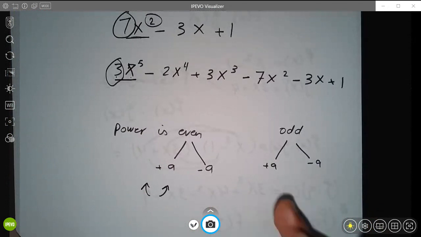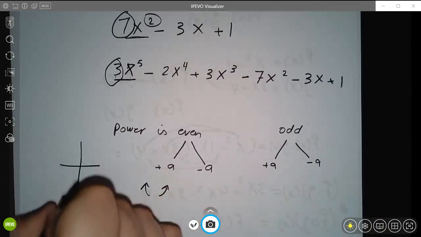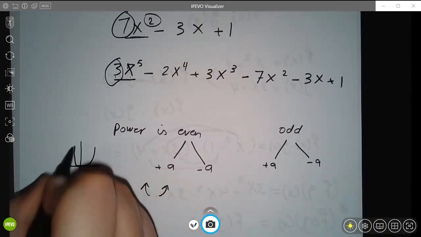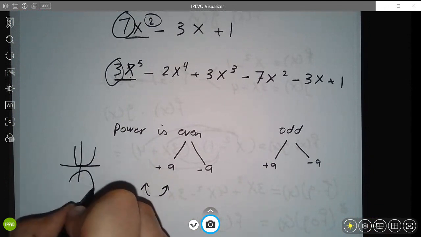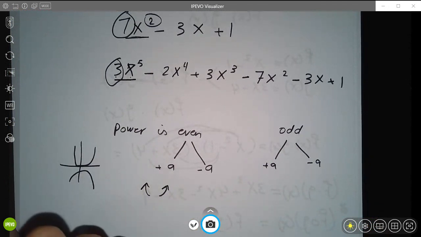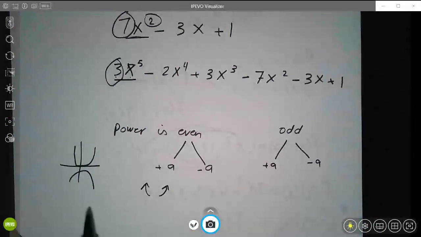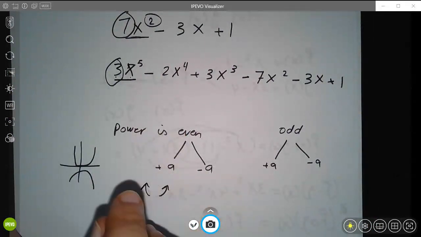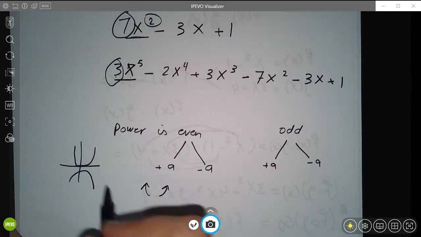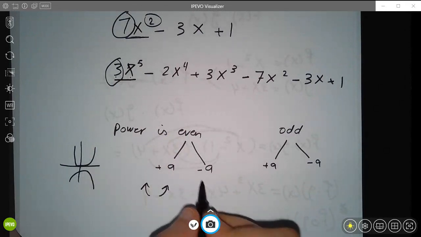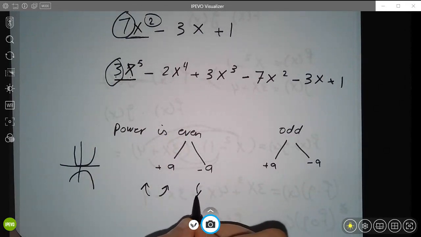Right? Again, picture a parabola. That's an even function. If it's positive, it looks like that. But if it's negative, it looks like that. So that's the rule. For even, the ends always match. They always go in the same direction. Now, if it's positive, they're going to be pointing up, and if it's negative, they're going to be pointing down. That's the end behavior.